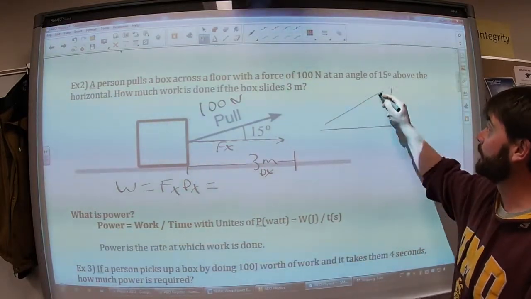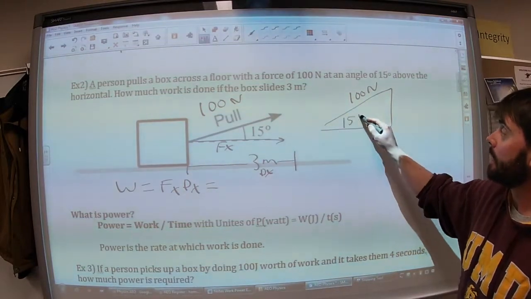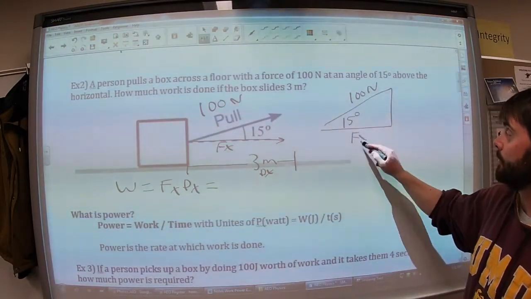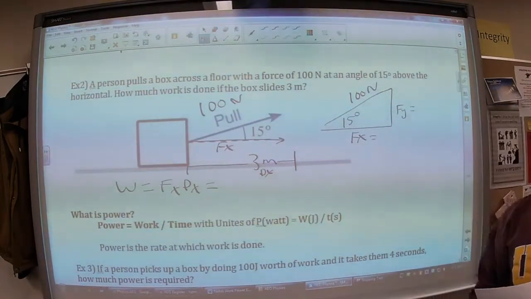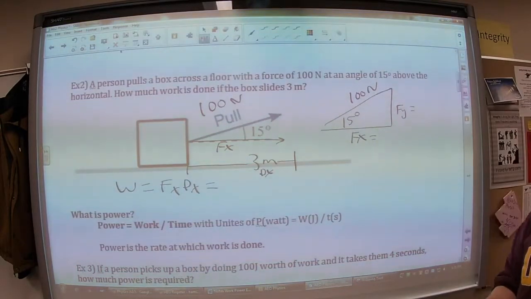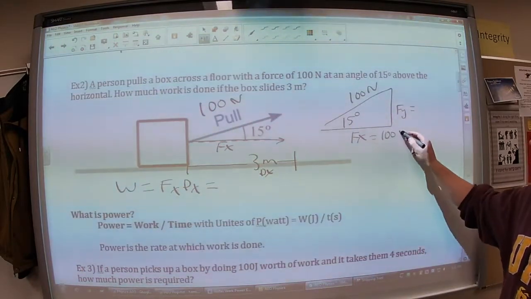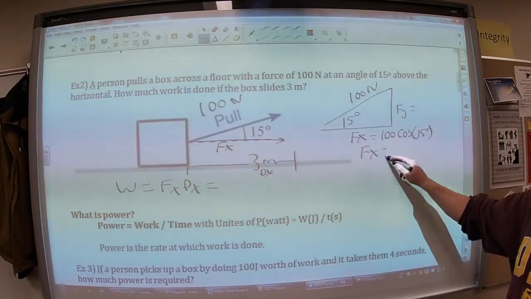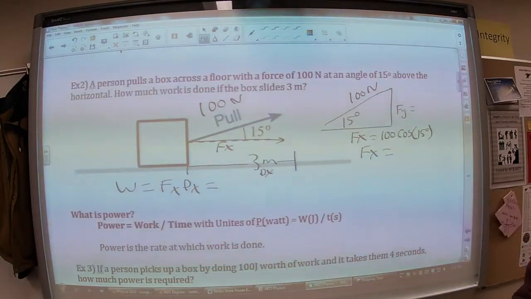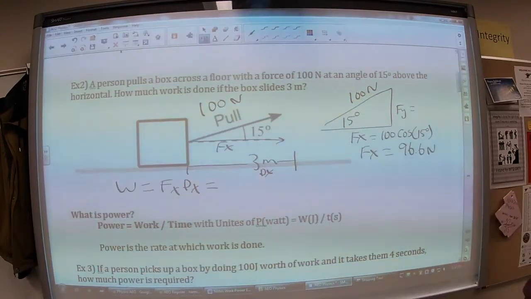So I'm going to redraw the triangle. We've looked at this in the past. We'll say we have 15 degrees here. This is going to be our F of x, and this is going to be our F of y. We don't necessarily need to know our F of y, but we do need to know the F of x. So the equation for this would be equal to the hypotenuse of 100 multiplied by the cosine of 15 degrees. If I plug this into a calculator, make sure you have it in degrees and not radians, this will give me 96.6 newtons in this direction.